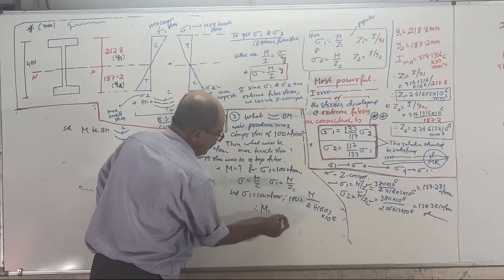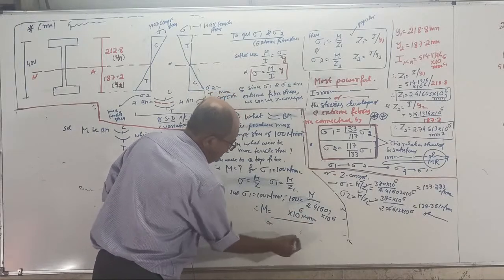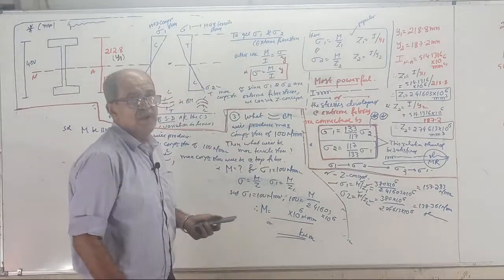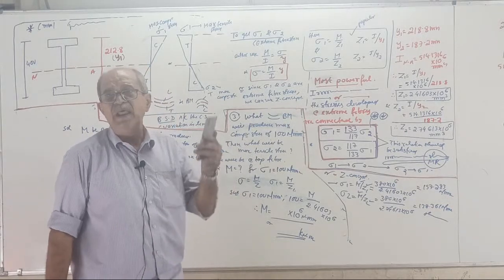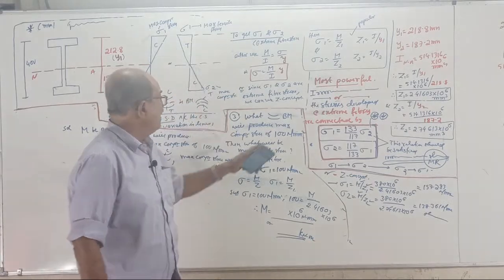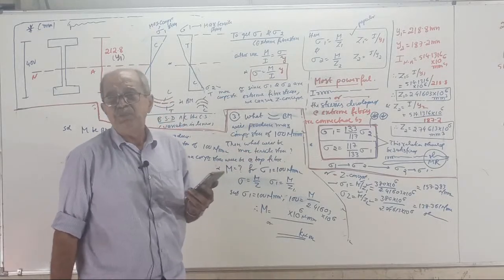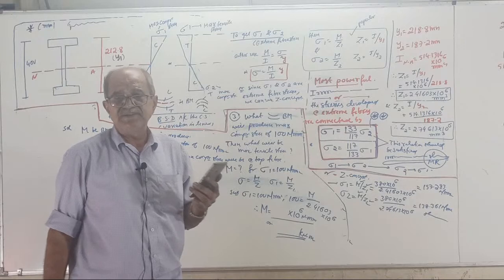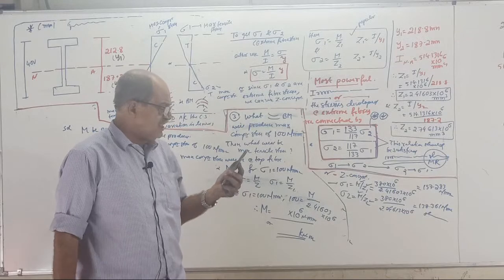Therefore, tell the bending moment M in 10 to the power 6 Newton millimeter or in kilonewton meter. First, bending moment M, which will produce maximum compressive stress of 100 Newton per mm square. Since sagging BM, compression will be at the top. So sigma 1 they are telling 100. What BM will produce maximum bending stress in compression of 100 Newton per mm square? Give the answer in 10 to the power 6.